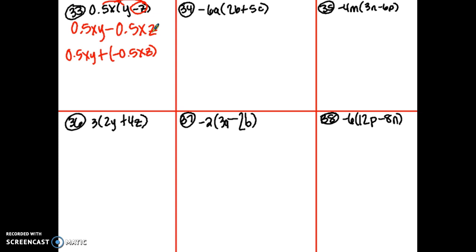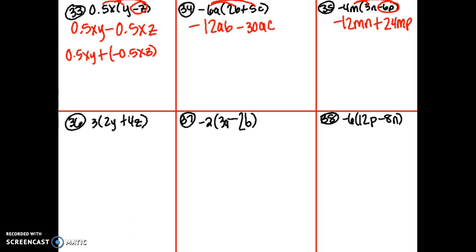Negative 6a times 2b plus 5c. Negative 6a times 2b is negative 12ab. Negative 6a times 5c is negative 30ac. Negative 4m times 3n is negative 12mn. And negative 12 times negative 6p is positive 24mp. Negative 12mn plus 24mp.